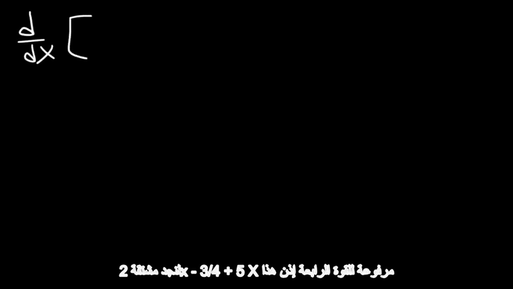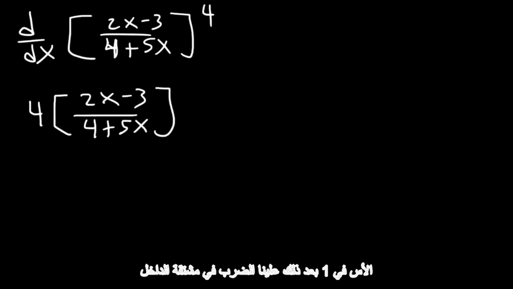Let's try one more example. Let's find the derivative of 2x minus 3 divided by 4 plus 5x, raised to the 4th power. So this is a chain rule and quotient rule problem. So first we need to bring the exponent down and keep the stuff on the inside the same. And then subtract the exponent by 1. Next, we need to multiply by a derivative of the inside.